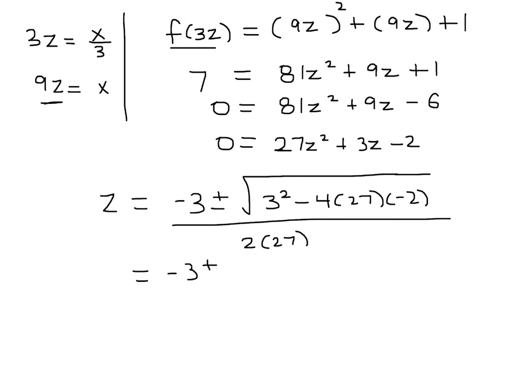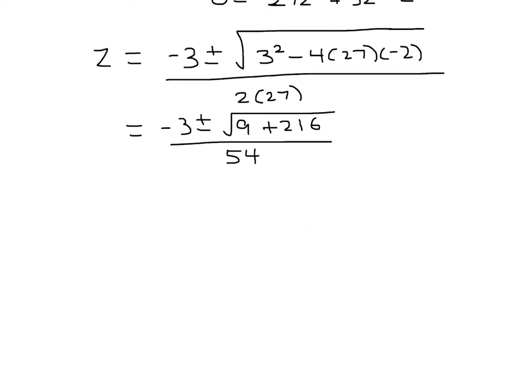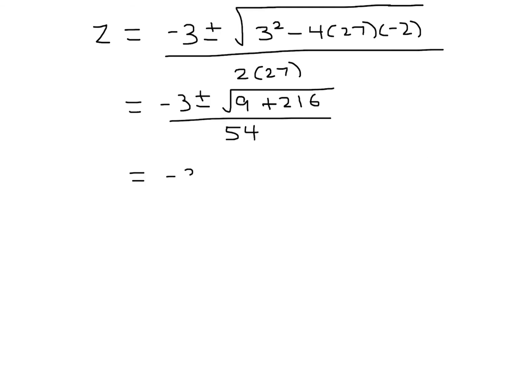So this becomes minus 3 plus or minus the square root of 9 plus 216, over 54. And therefore minus 3 plus or minus the square root of 225. Square root of 225 is 15, over 54. So this looks like minus 18 over 54 and 12 over 54.